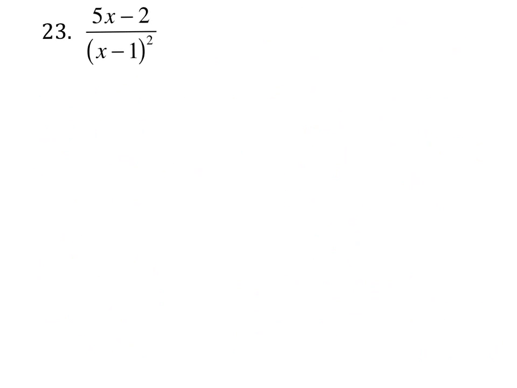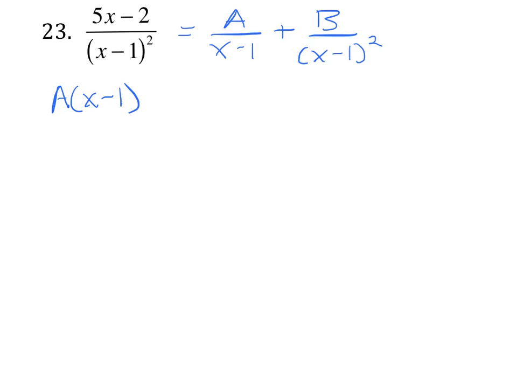The last problem also has a squared term in it. So we need to write two terms, a over x minus 1 to the first plus b over x minus 1 squared. So for a, I'll only need to multiply it by an x minus 1 to get to an x minus 1 squared. And luckily for b, I don't need to multiply it by anything since it already has the common denominator. And that will equal 5x minus 2.